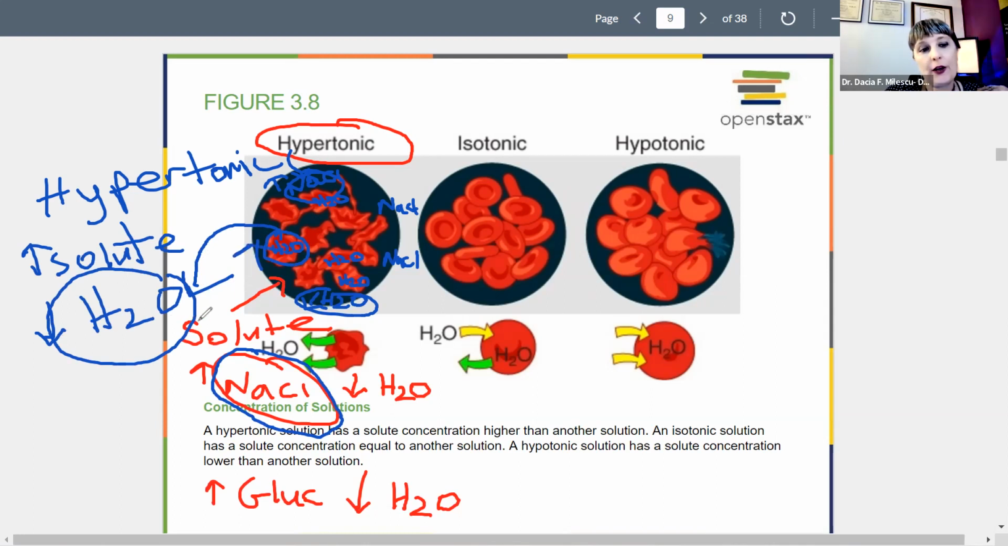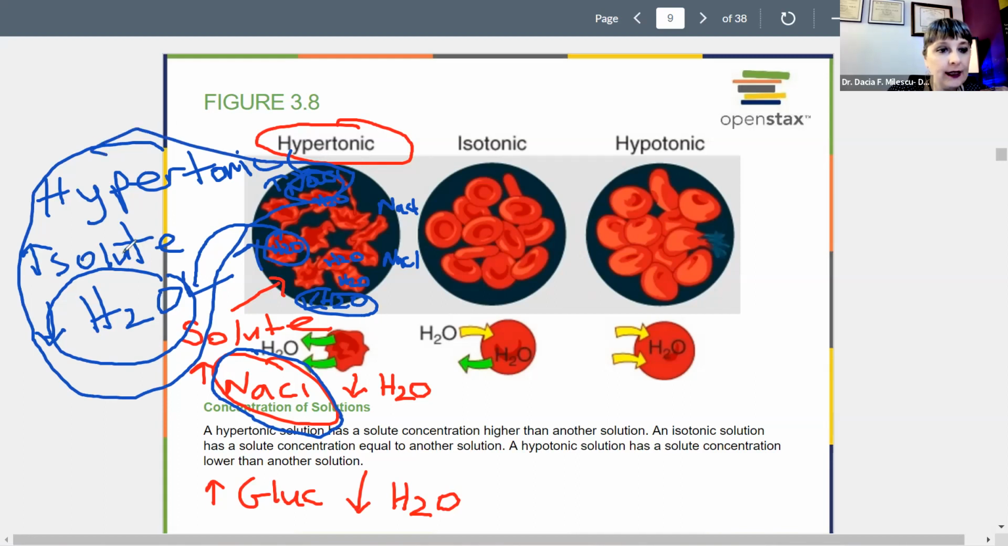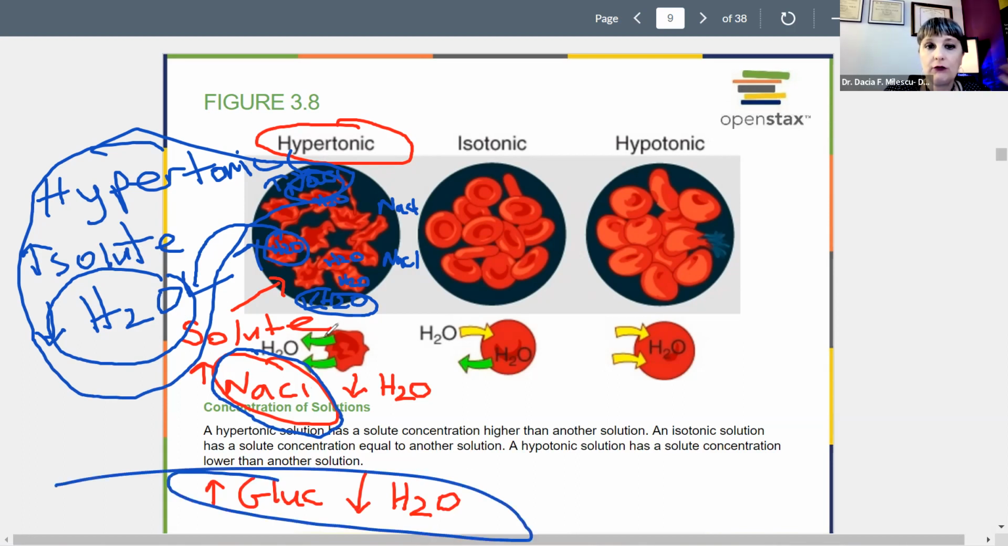Why is there less water outside of the cell? Because the solution is hypertonic and has more sodium chloride, so it has more solute. We can use the same example if it was glucose, which we can do now.